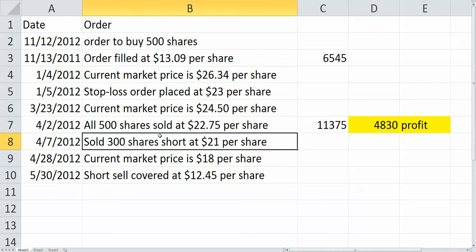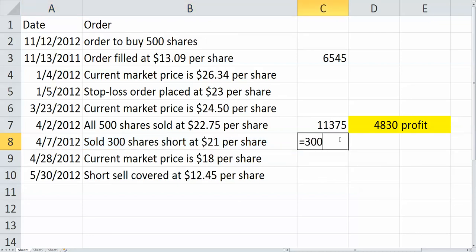Apparently, I think the price is going to keep dropping. So I closed out my long position, selling all my 500 shares, and I've established a short position, which is if I expect a price to drop rather than rise. So basically, I sold 300 shares at $21 each. So I've locked in my selling price.